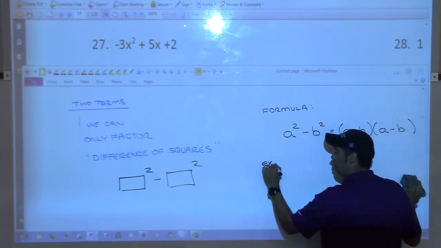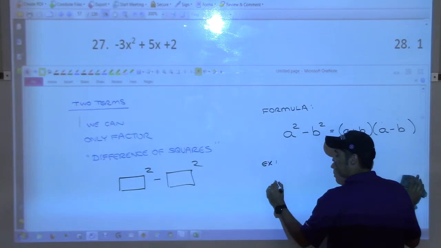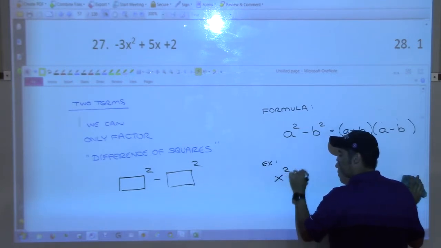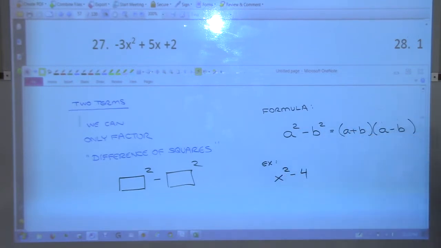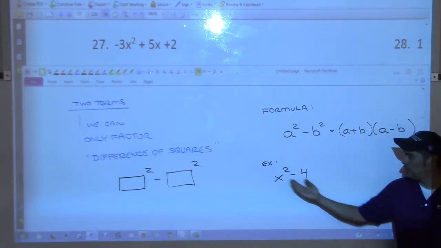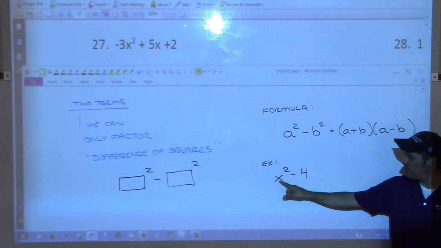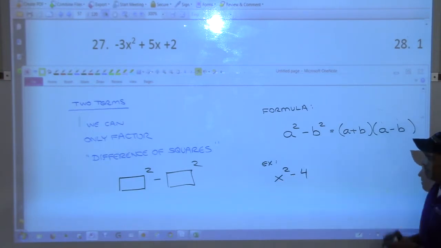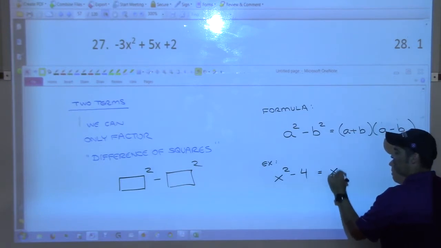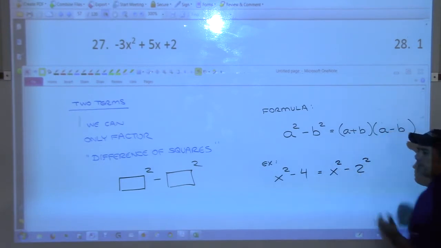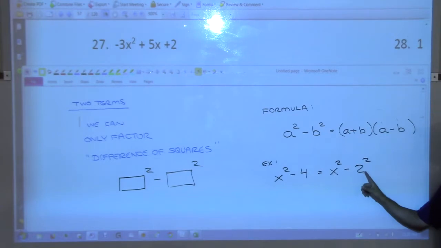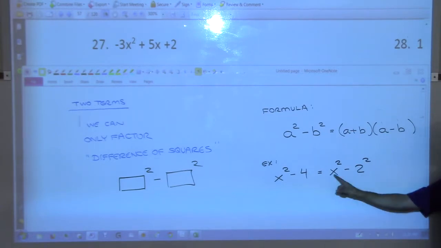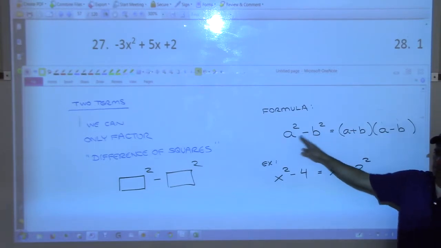So as an example, if you wanted to factor x squared minus 4, you would count the terms, right? How many terms do you see? 2, okay. Is this something squared minus something squared? Yes, it just doesn't quite look like it yet. You could look at this as x squared minus 2 squared, right? That's what 4 is. 4 is 2 squared.